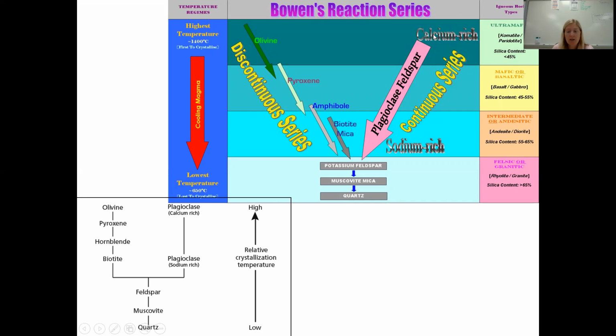I think I just said that backwards and I apologize. Okay, let me try again. So the first to crystallize is going to be your olivine and your calcium-rich plagioclase feldspar. Your last to crystallize will be your quartz because it crystallizes at the lowest temperature. Apologies. All right.